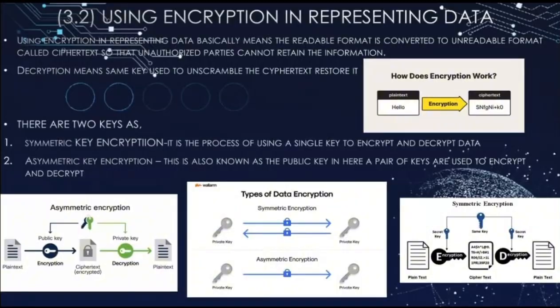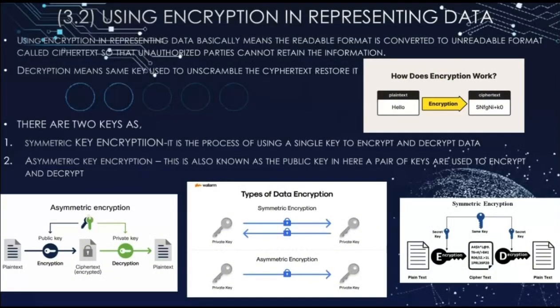Using encryption in representation of data. Using encryption in data representation basically means that the readable format is converted into an unreadable format called ciphertext, so that unauthorized parties cannot retain the information. Decryption means the same key is used to unscramble the ciphertext and restore it, as given in the figure.